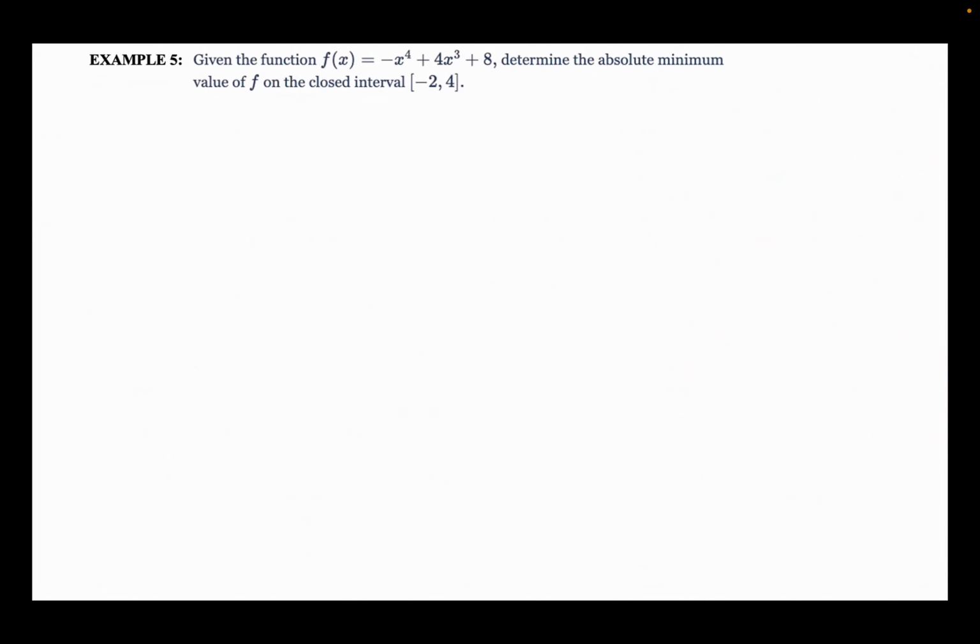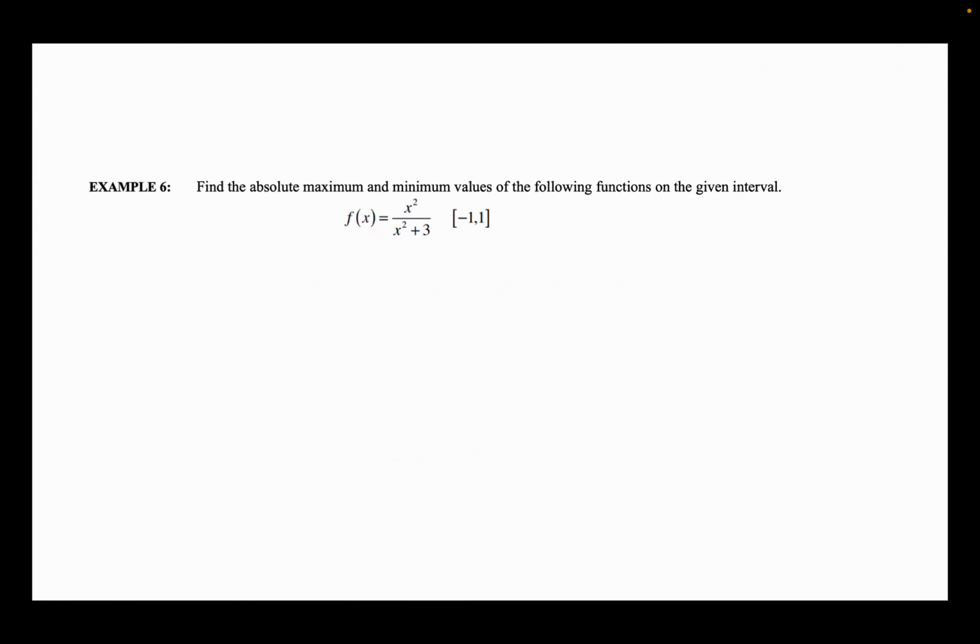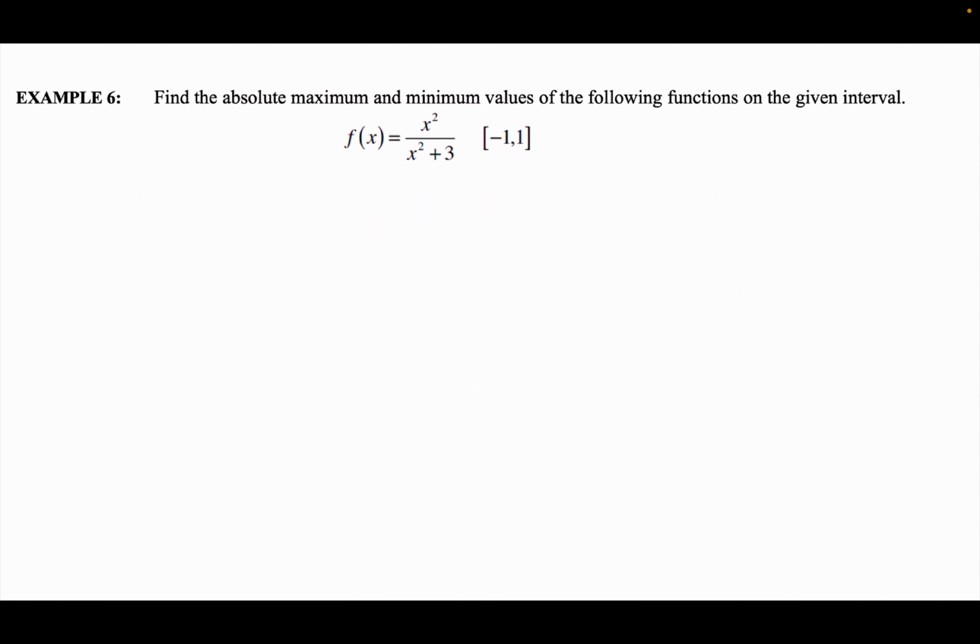All right, so I'm going to skip number 5. I'm going to go to number 6. So go to number 6. Still an absolute maximum or minimum question, but I think that one's a better question, okay?